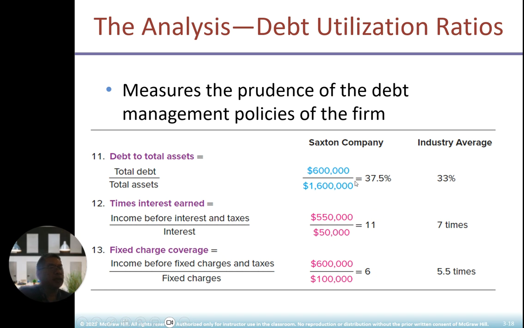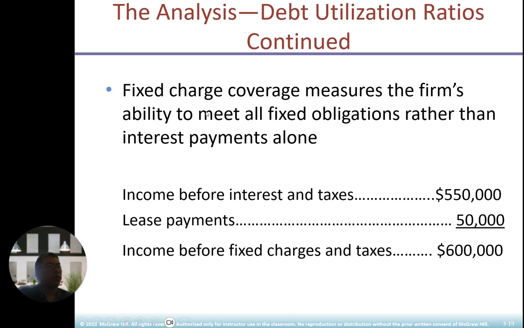So the higher the total debt, the higher the debt they have. Okay, higher debt means they are less efficient in terms of the debt ratio. Okay, income before tax, which is 550, by 50 is 11 times, which is higher than the industry average. And then income before fixed charges and taxes over fixed charges, which is 6 times, compared to 5.5. It measures the prudence of the debt management policy of the firm. Okay, so fixed charge coverage measures the firm's ability to meet all obligations rather than interest payment alone.